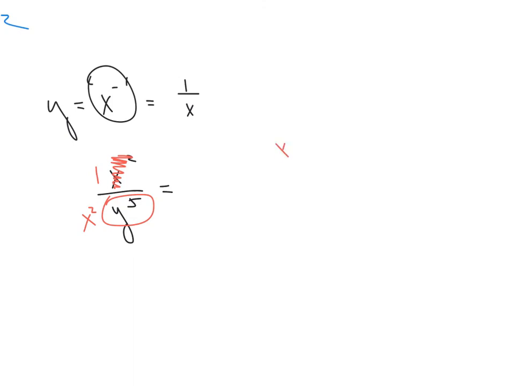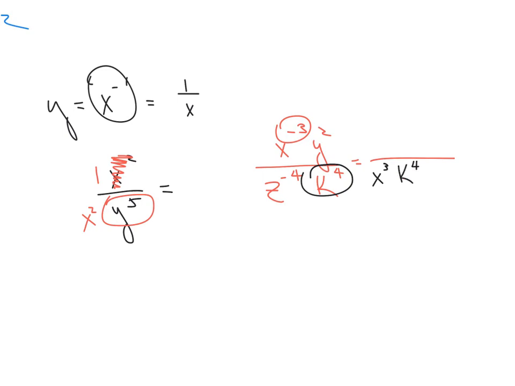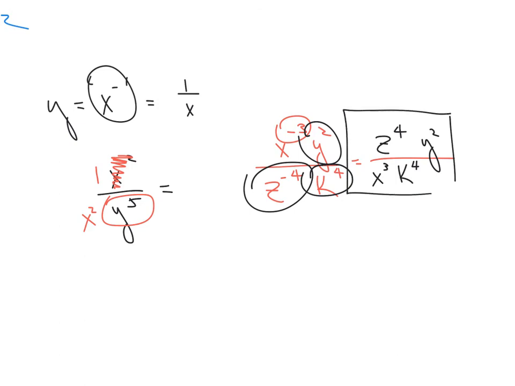But if I had, let's see, x to the negative 3, y squared over z to the negative 4, k to the 4th power. What does that mean? It means that that's in the wrong place, so I'm going to put it down here. That's in the right place, so it's going to stay there. That's in the right place, so it's going to stay there. This has a negative, and it's in the wrong place, so it's going to go up here. That way, all my exponents now are positive.